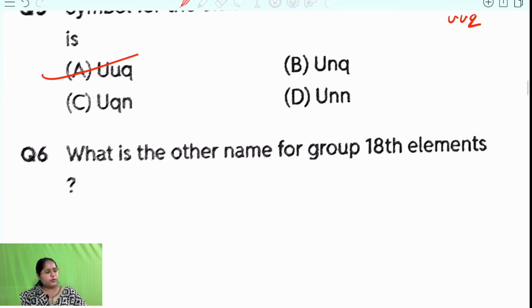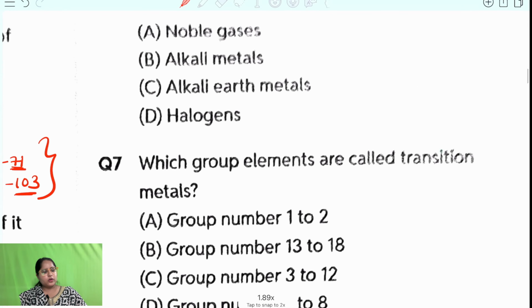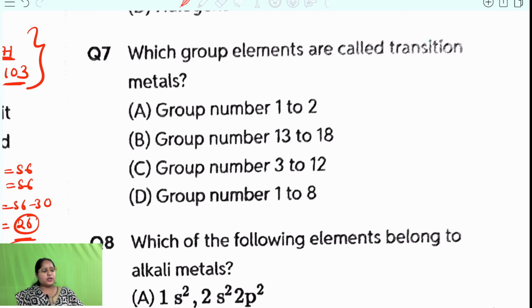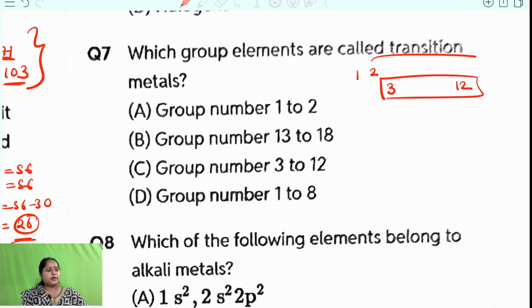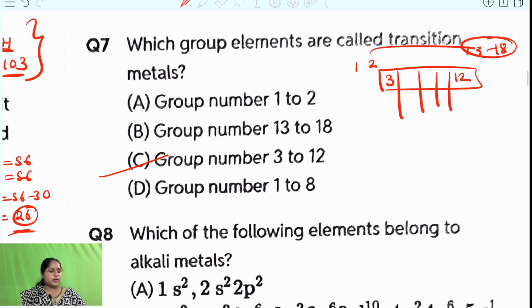What is the other name for group 18 elements? Noble gas or inert gas. Next, which group elements are called transition metals? Transition metal means D block. S block is our first group and second group, and then 3 to 12 is our D block, and then 13 to 18 is our P block. So 3 to 12. Where is 3 to 12? C belongs to D block, transition metal.